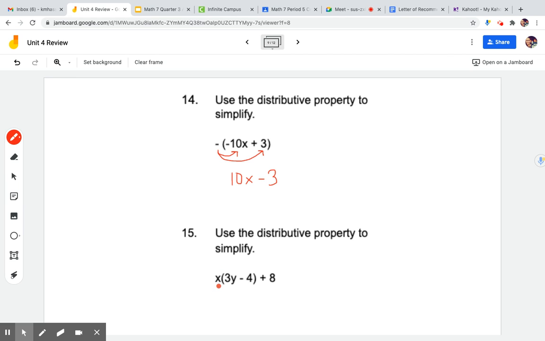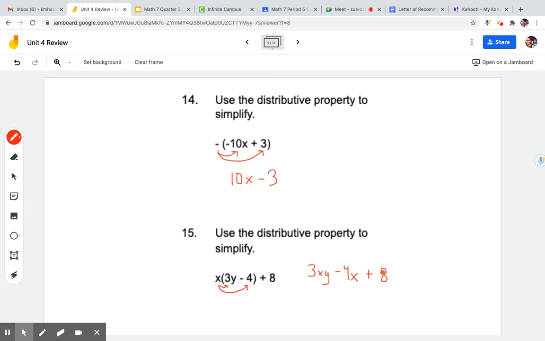Number 15, we're going to distribute first because distributive property is multiplication. And technically, I multiply before I add. X times 3y gives me 3xy. We usually write those variables attached in alphabetical order. Minus 4 times x is 4x. And then we have that plus 8. We're not going to distribute the x to the 8 because it's not a part of the parentheses. And guess what? That's as far as we can take this.